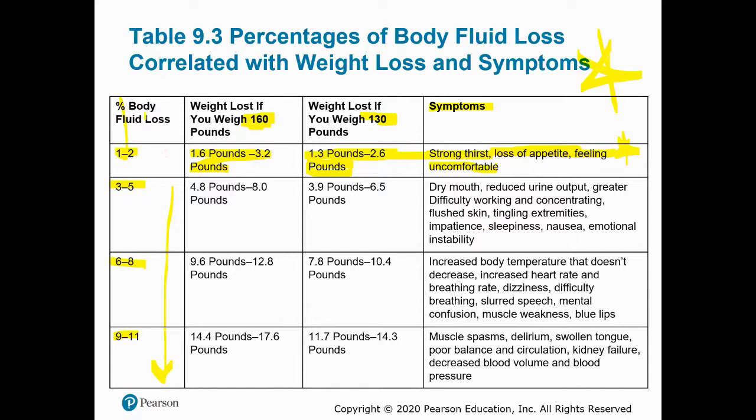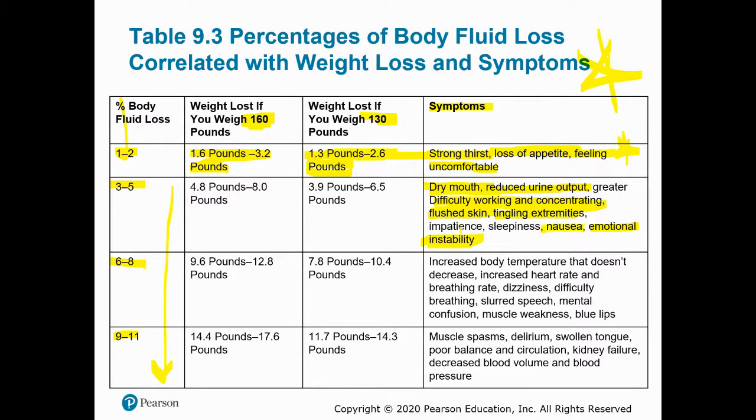So to lose 3 to 5% of your body fluid, like if we go back to one of the pictures from part 1, that person who looked like maybe they were running a marathon. Maybe over the course of that race, they've lost 3% of their body fluid, or potentially 4 or 5%. So we would see definitely dry mouth, reduced urine output, and difficulty working and concentrating. The skin might become a little flushed, like red. Extremities might tingle, like fingers and toes, even the arms a little bit. They'd be emotionally unstable, not able to manage emotions very well.